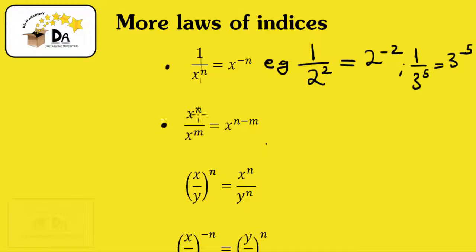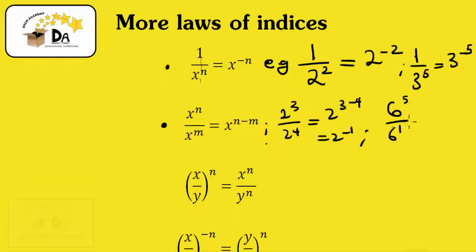Really easy law. The next one says x to the n over x to the m is equal to x to the n minus m. So, for example, 2 to the 3 over 2 to the 4 is equal to 2 to the 3 minus 4, which is 2 to the minus 1. Another example, 6 to the 5 divided by 6 to the 1 is equal to 6 to the power of 5 minus 1, which is 6 to the 4.